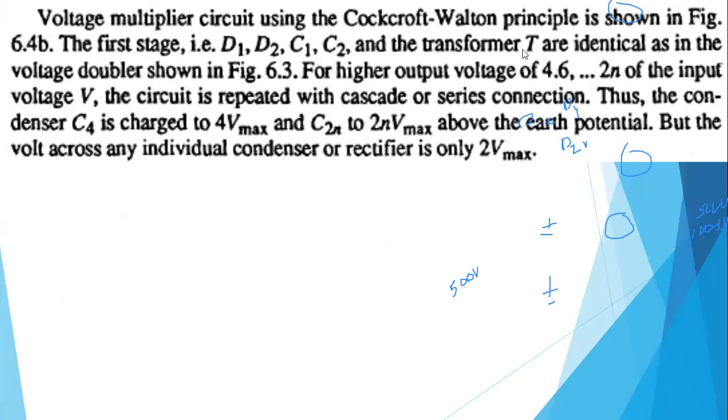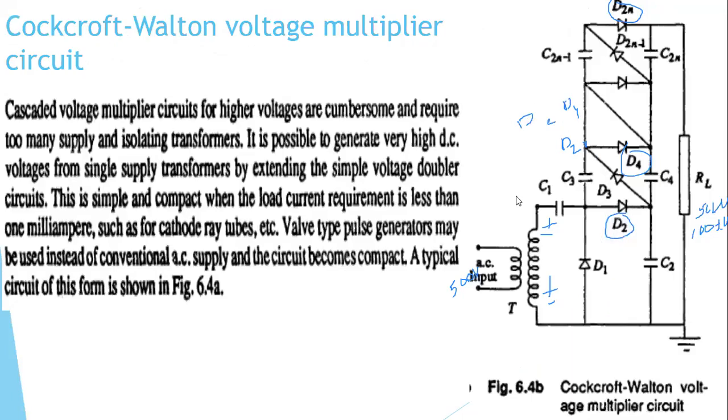The transformer T and the first stage are identical to the voltage doubler circuit. To get higher voltages, 4, 6 and so on, up to 2N times the input voltage V, the circuit is repeated with cascade or series connection. Like that, you can get the value. In the first stage you get 2Vmax, next you get 4Vmax.